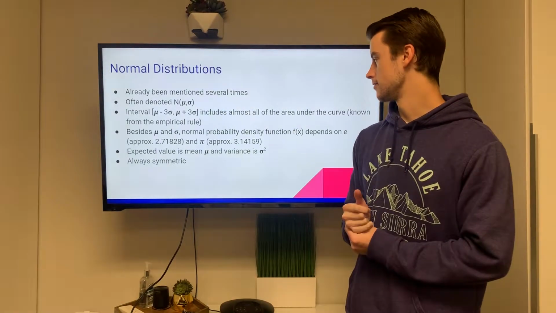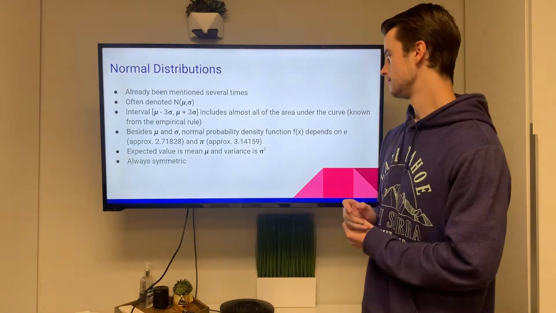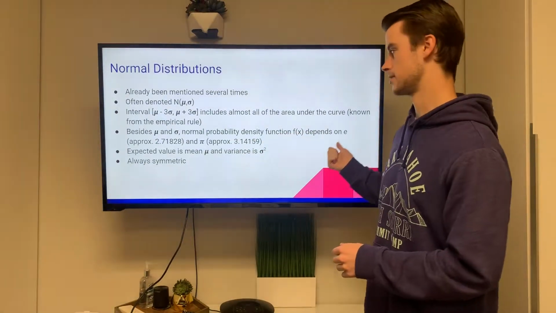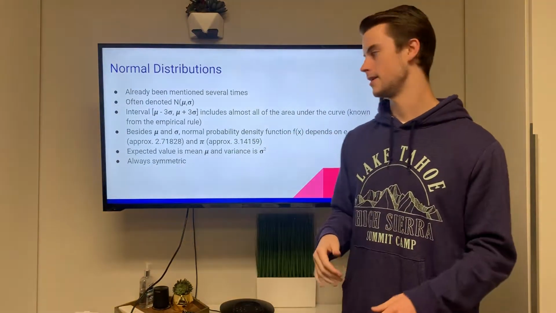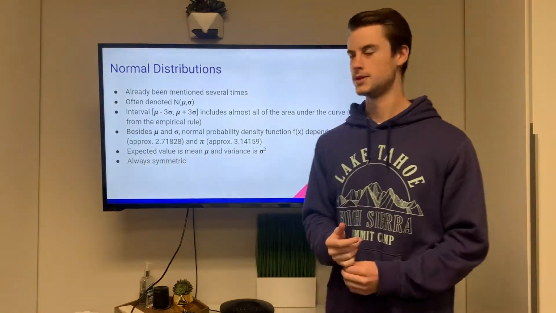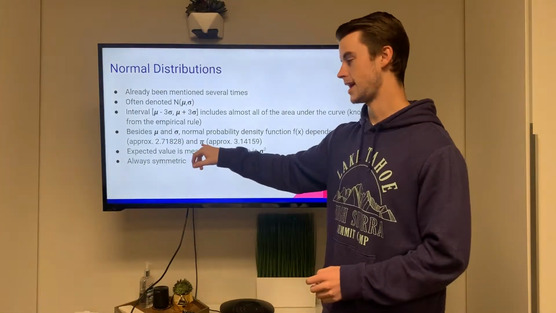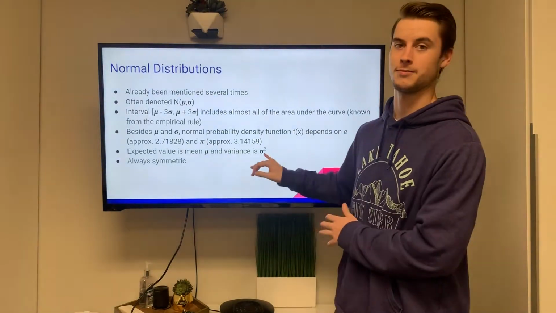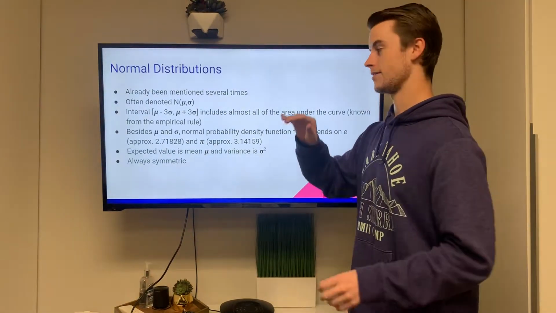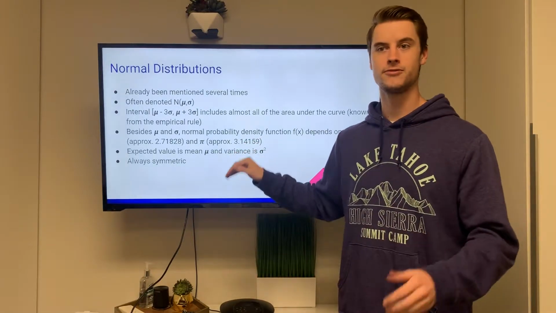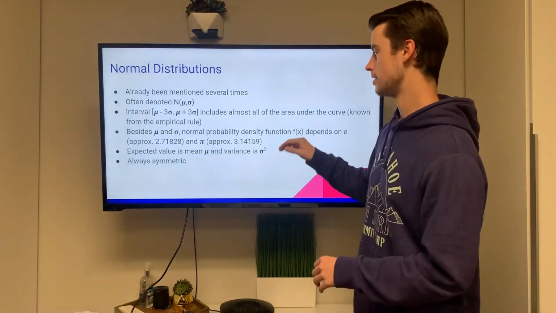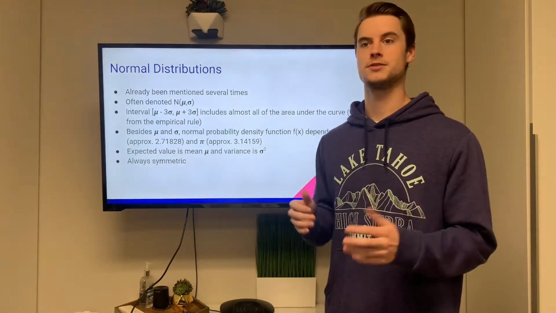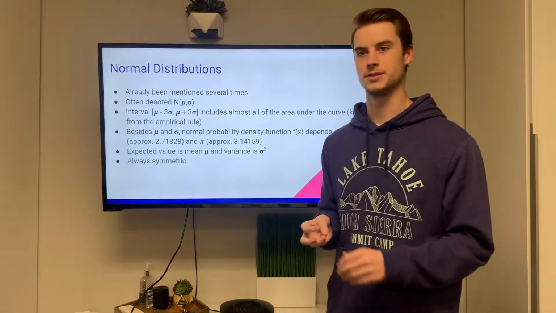Besides mean and standard deviation, the normal probability density function f of x depends on e, which is a mathematical constant, and pi. This is actually the mathematical constant pi, not the chance of success, but the actual mathematical constant. Again, we won't ever have to do any of these calculations ourselves because they deal with integrals, but I'm just giving you some context, some background knowledge, so that when we get into it, you can understand where these probabilities come from, okay?